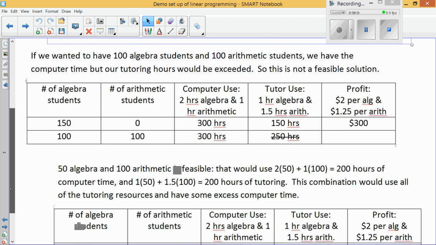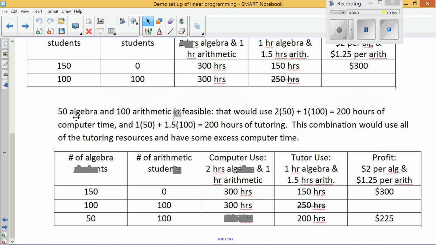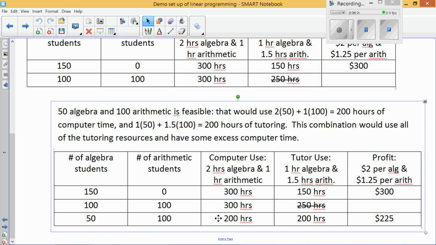Looking at another one that mixes things up, say we had 50 algebra and 100 arithmetic students. So 50 algebra students on our computer time, 2 hours each, would be 100 hours. 100 arithmetic students, 1 hour each, would be another 100 hours. So that'd be 200 hours of computer time, underutilizing our computer time with that product mix. The tutoring time would be okay. 50 algebra students at 1 hour each would be 50 hours, and 100 arithmetic students at an hour and a half each would be another 150 hours, a total of 200 hours of tutoring. So that would use up all our tutoring time.